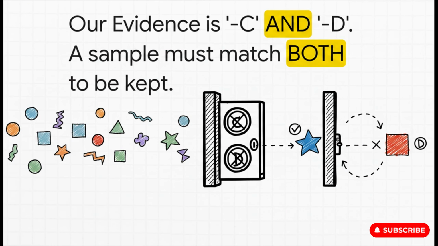And here is the most important part of that rule. Our evidence isn't just one thing. It's two things, negative C and negative D. This means for a sample to survive, it has to hit both of those conditions. If it has a negative C but a positive D, nope, it's gone. It has to be a perfect match.